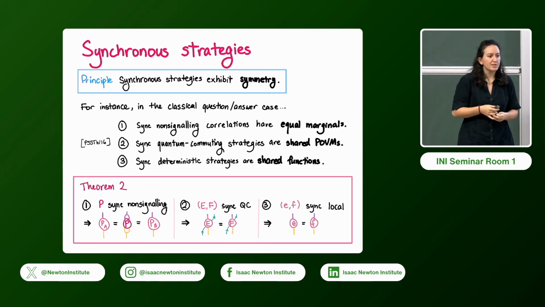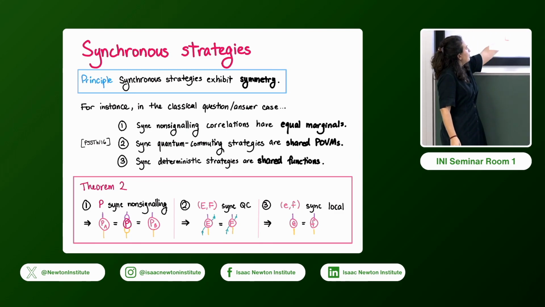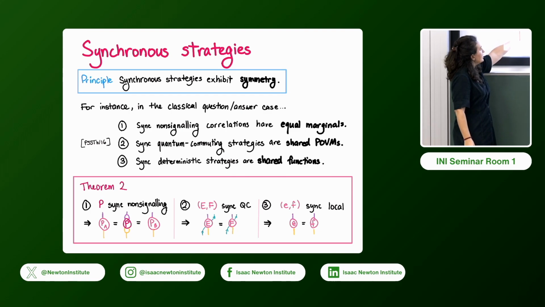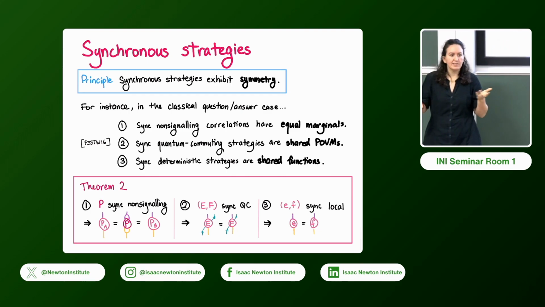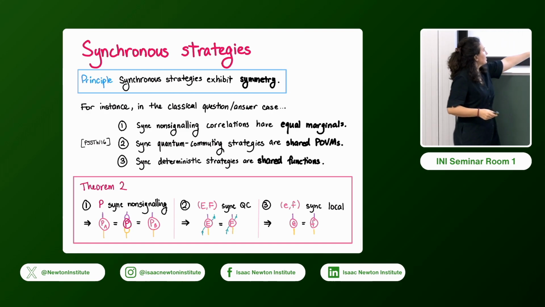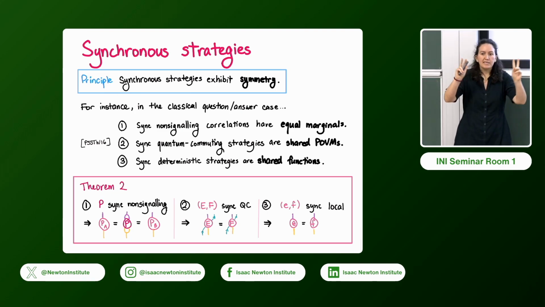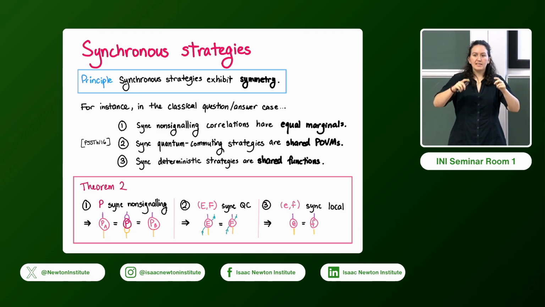This is our theorem number 2. And it says that, for instance, if P is a non-signaling correlation that's also synchronous, and you can define non-signaling diagrammatically using the co-unit, okay? Then its marginals are equal, and they're just equal to applying this copying operation, applying your correlation, and then applying this merging operation.